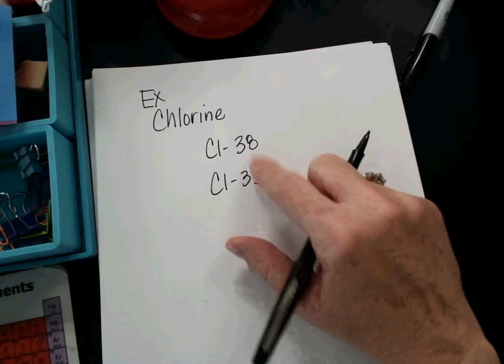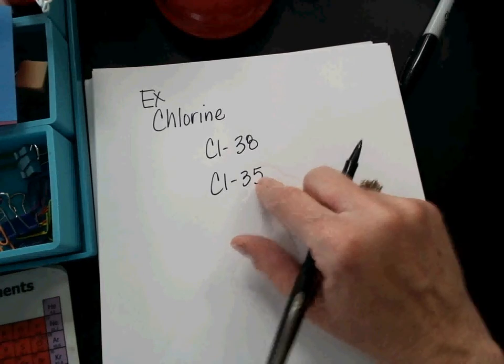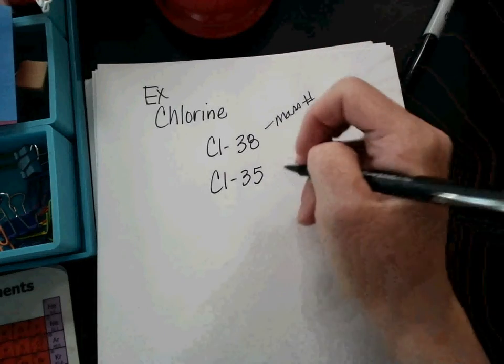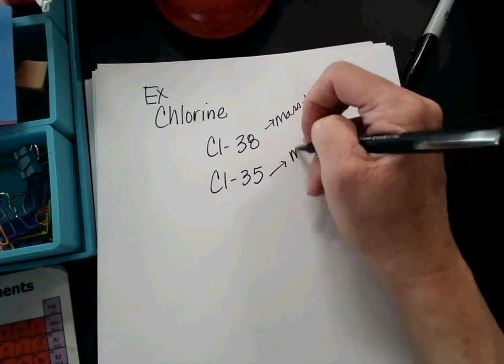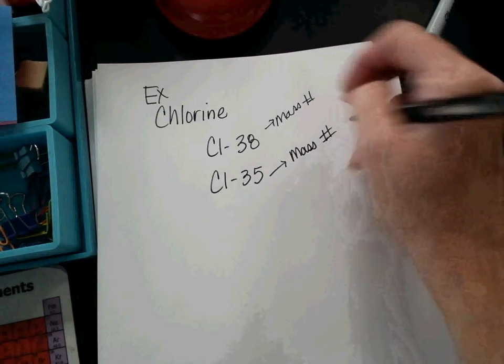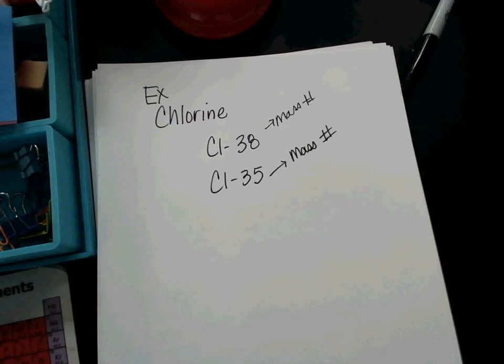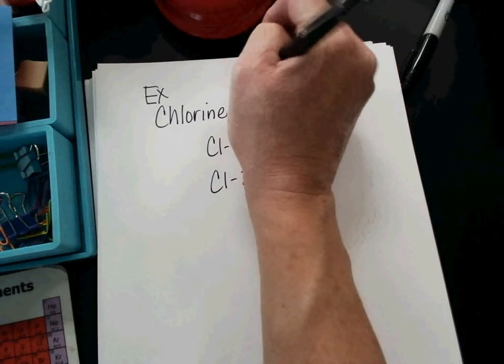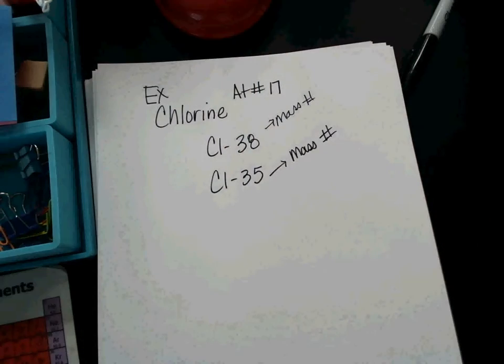Now again, what's this number called that goes out here? Mass number. So these are mass numbers, and this is a mass number. Don't let it confuse you. They still both have the same atomic number. Without looking at your periodic table, what's the atomic number of chlorine? You should know that. Yes? 17. So chlorine is atomic number 17. It never changes.